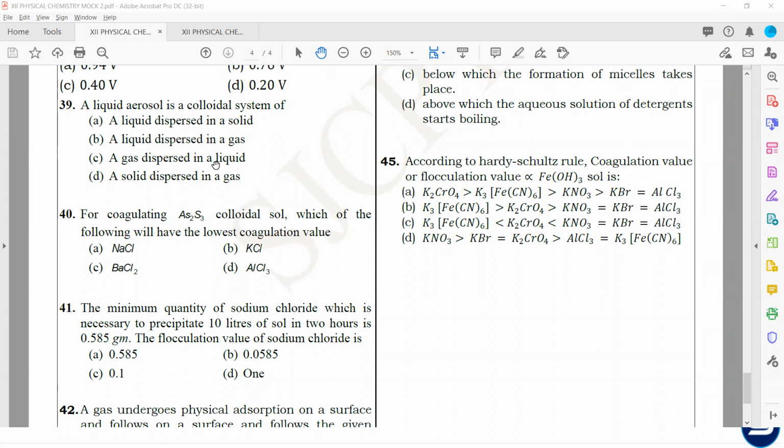41. The minimum quantity of sodium chloride which is necessary to precipitate 10 liters of salt in 2 hours is 0.585 gram. The flocculation value of sodium chloride is, coagulation value ही flocculation value होता है, and flocculation value is measured in what unit? बस खाली इतना याद रखना है, flocculation value is millimole per liter.